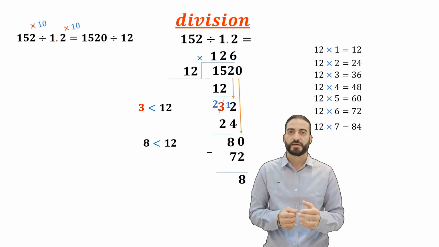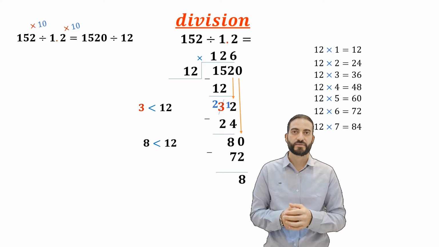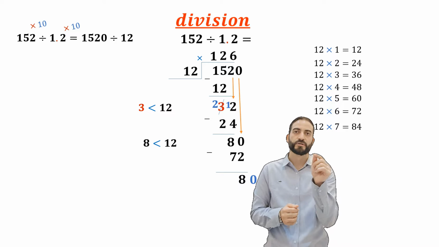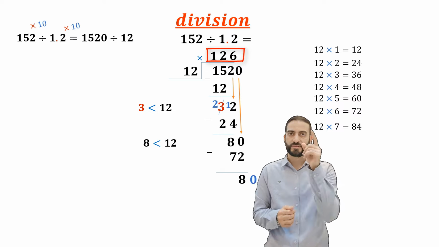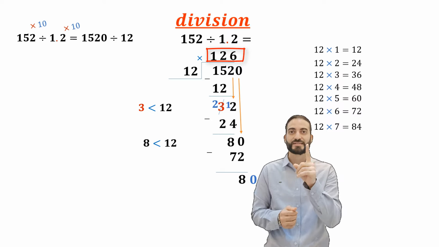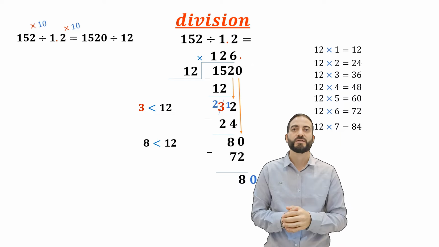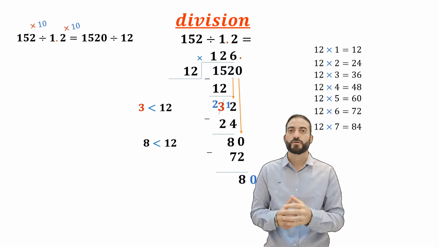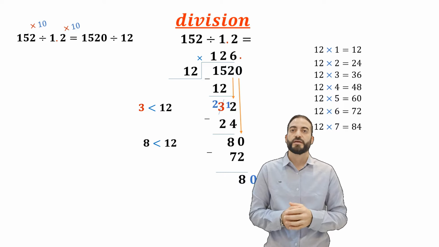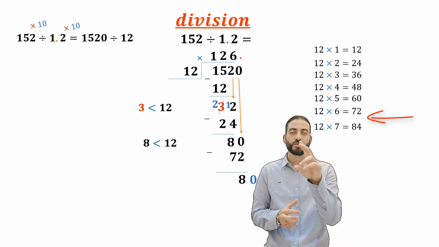But we can complete it in this way, putting 0 next to the 8 and looking at the quotient. Since there is no point, it is not a decimal number. We must put a point to make it a decimal number. Now we look for 80 in the multiplication table and we find it between 72 and 84.